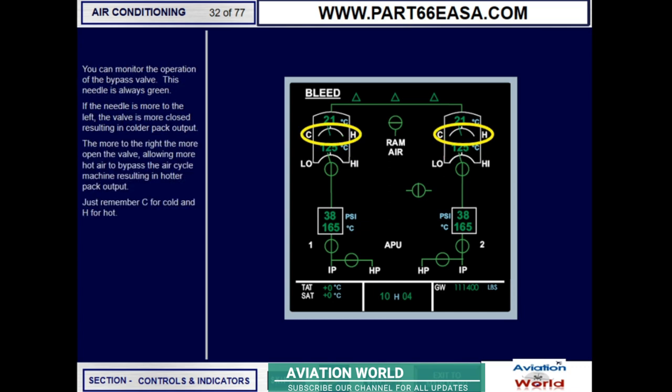You can monitor the operation of the bypass valve. This needle is always green. If the needle is more to the left, the valve is more closed, resulting in colder pack output. The more to the right, the more open the valve, allowing more hot air to bypass the air cycle machine, resulting in hotter pack output. Just remember, C for cold and H for hot.